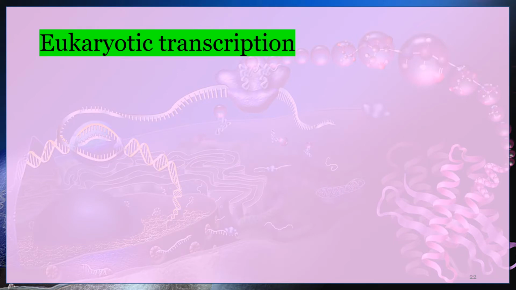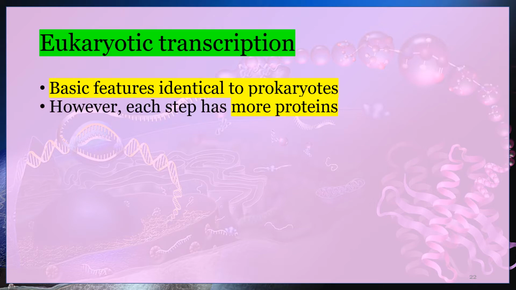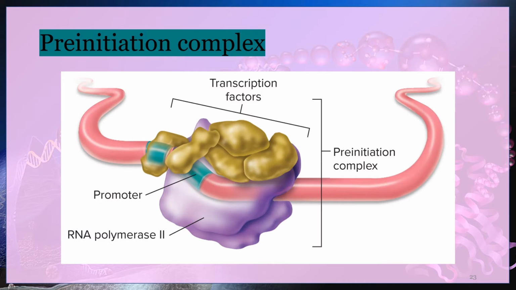Okay, with eukaryotic transcription, the basic features are identical to prokaryotes. However, each step has more proteins. There are 3 forms of RNA polymerase. We have RNA polymerase II, which transcribes the messenger RNA. We have RNA polymerase I and III, which transcribe genes that specify non-coding RNAs such as rRNA and tRNA. RNA polymerase II requires 5 general transcription factors to initiate transcription, or form a pre-initiation complex. Here we just throw those transcription factors together, showing the promoter and the RNA polymerase II.